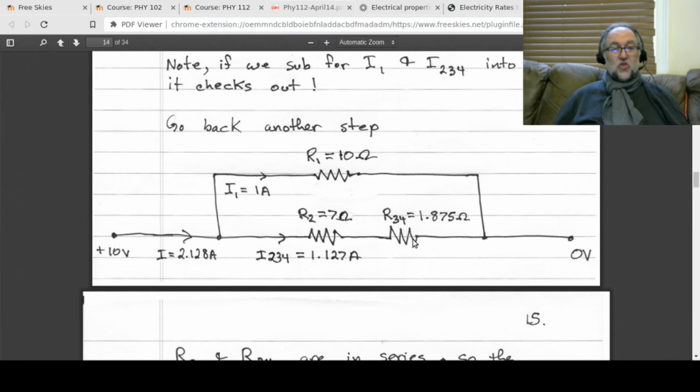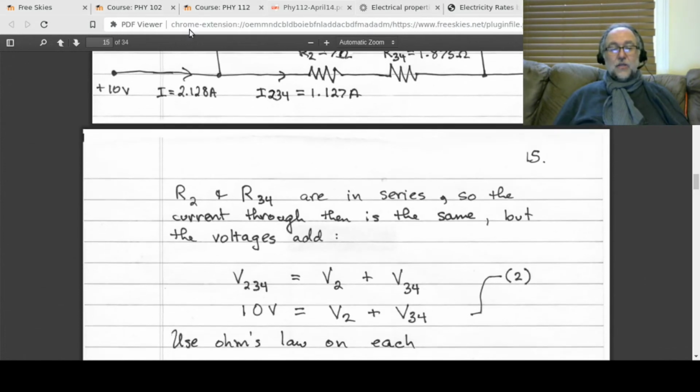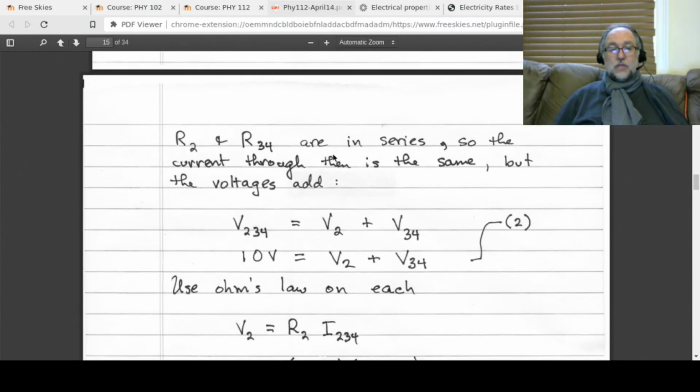We do know that the voltage drop across both of them has to be 10 volts because you're at 10 volts here and you're at 0 volts there. So if you jump both of them, it has to be 10 volts. So basically, you've got a little check. The little check is that the voltage drop across R234 has to be whatever the voltage drop is across R2 plus whatever the voltage drop is across R34. That basically means that 10 volts has to equal V2 plus V34. And there's my equation too. Again, we don't even need that equation, but it's a really good check to make sure that everything is working out consistently.